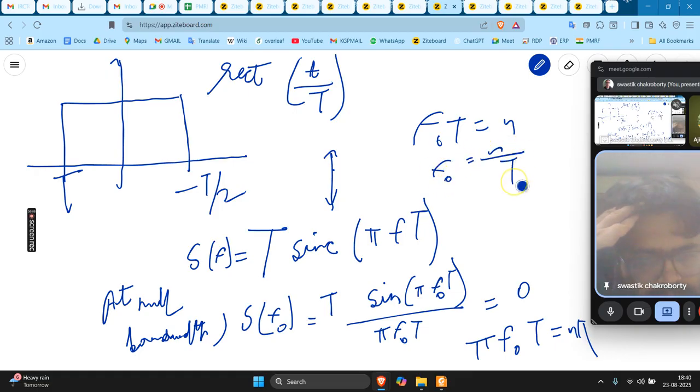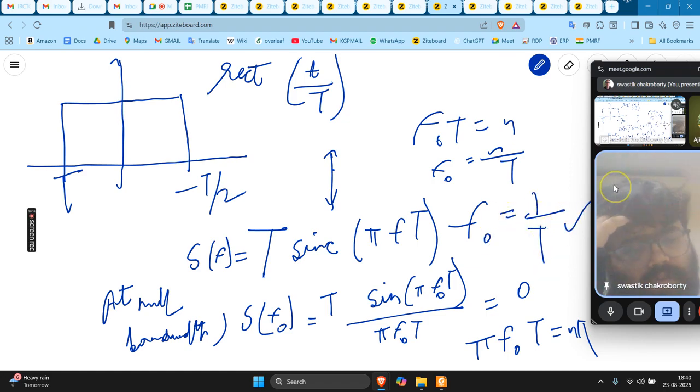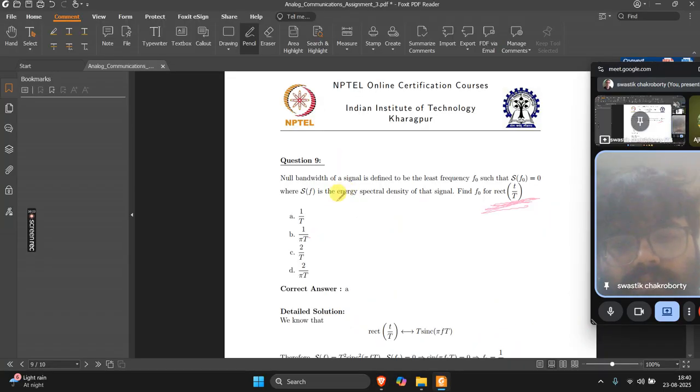Now f naught is by definition the least frequency at which we have ESD equal to 0. So it is actually 1 by t, because 1 is the least one. So f naught is equal to 1 by t. The correct answer is 1 by t.